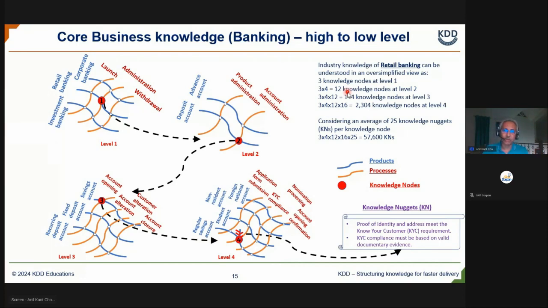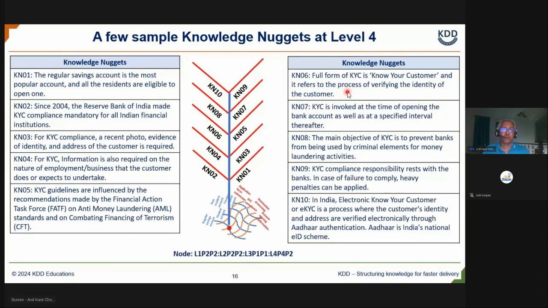Now I have taken example of banking, but the same thing is done in other industries also. You can use the same structure for insurance, for oil and gas, for retail, aviation, any industry you talk about, it can be used the same structure. But it is massive if you look at in terms of knowledge nuggets.